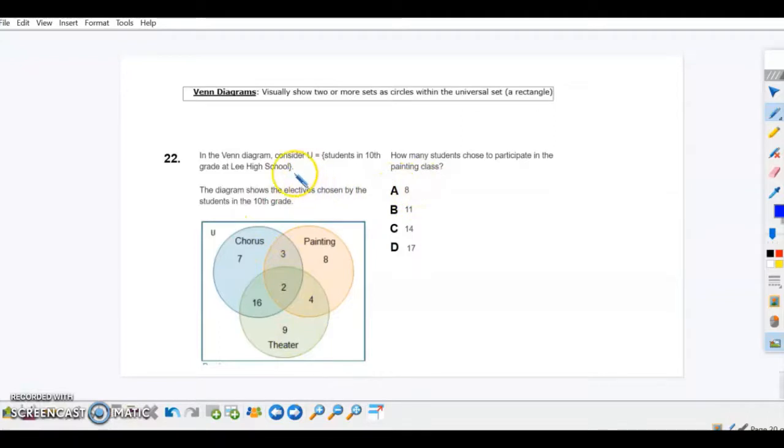All right, let's do another one similar to that. Looking at this, this is another Venn diagram, basically a lot like the last one. How many students chose to participate in painting? So what would that be? We would look at everybody in this painting circle. 8 plus 3 plus 2 plus 4 would be 17. So everybody in the painting circle would be included there.